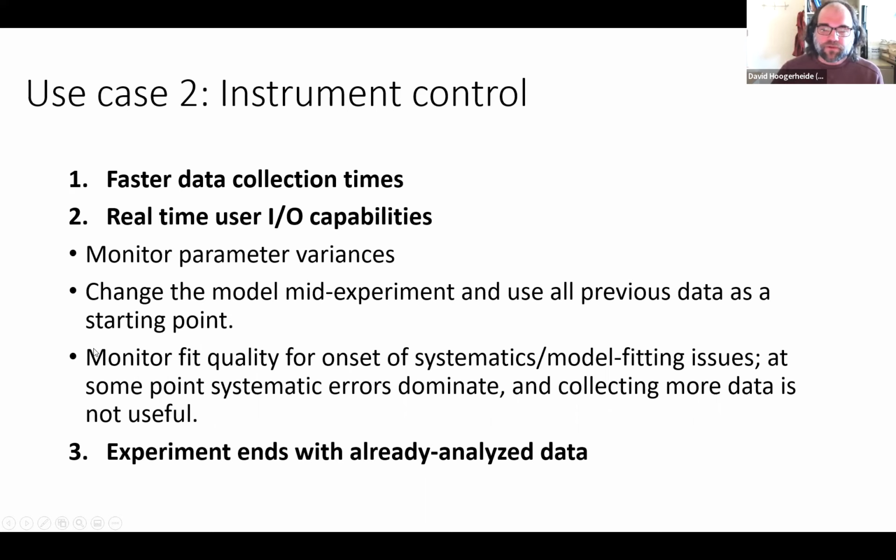mid-experiment. And for neutrons, again, we're statistics limited. Systematics aren't usually a problem for us, at least for shorter experiments. And so we can actually monitor our fit quality for the onset of these systematics or model fitting issues. At some point, systematic errors dominate, and for the way that we usually treat our data, at that point, collecting more data, we're not often going to learn a lot from that. And then finally, from a sort of user care perspective, our experiment ends with already analyzed data, so they can be sent home with data that are essentially already analyzed, assuming everything goes well.